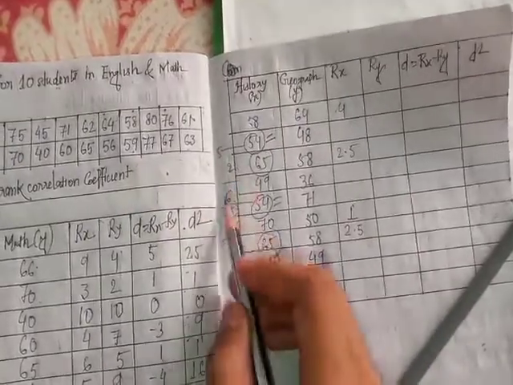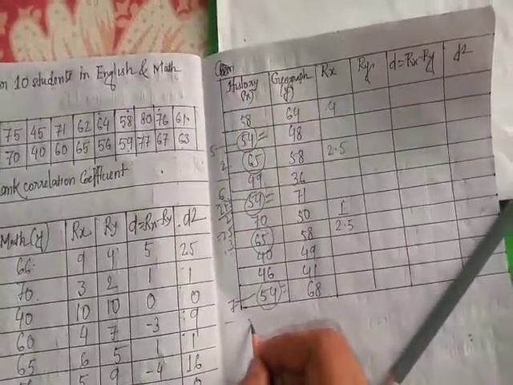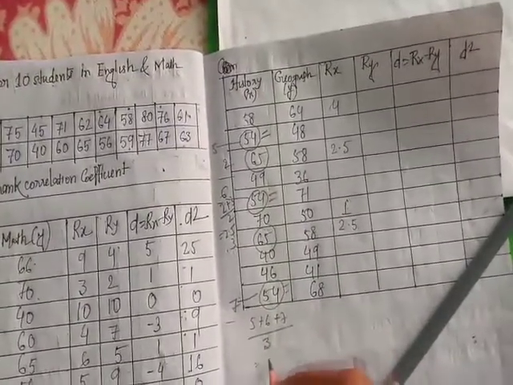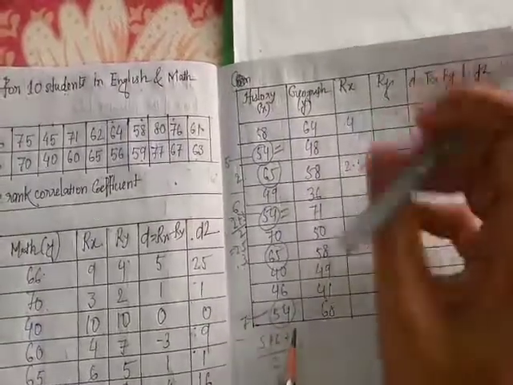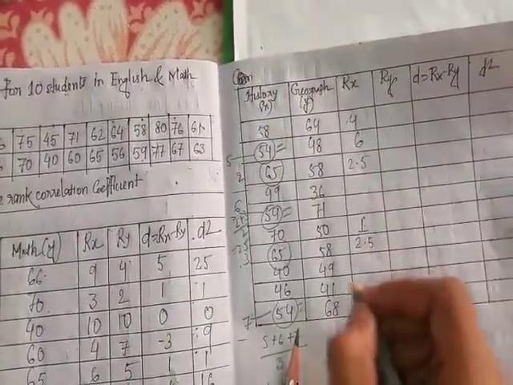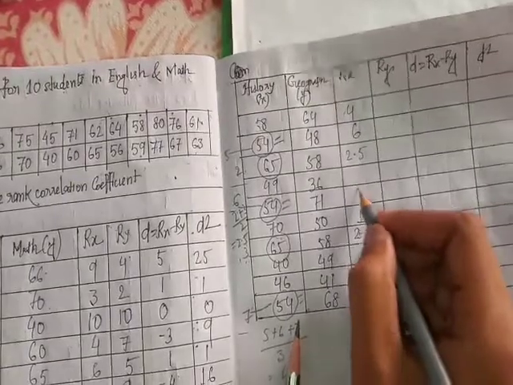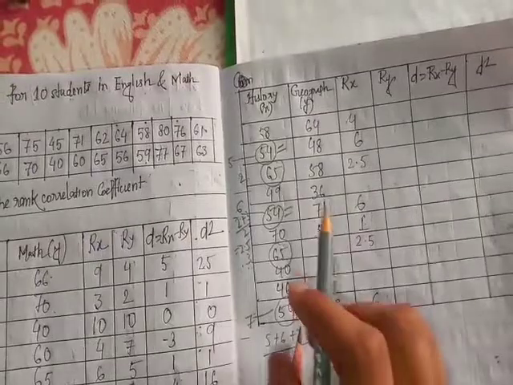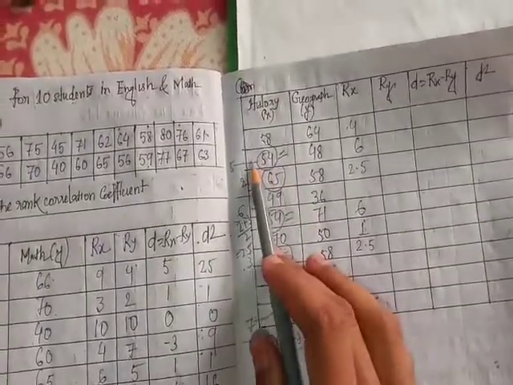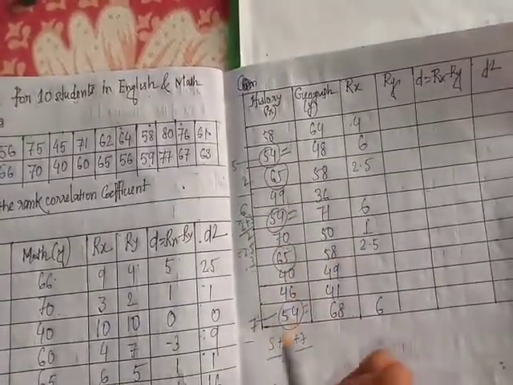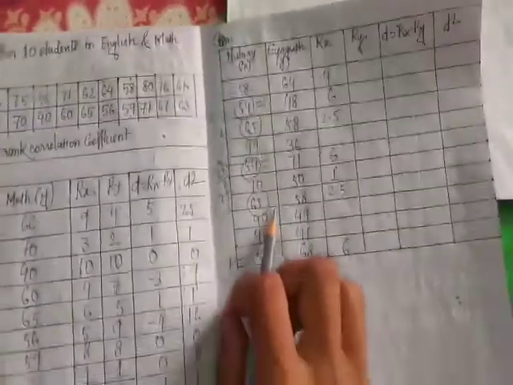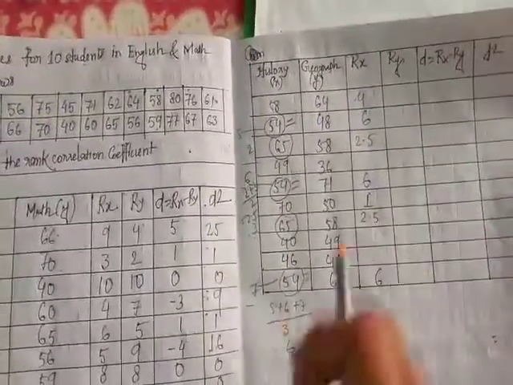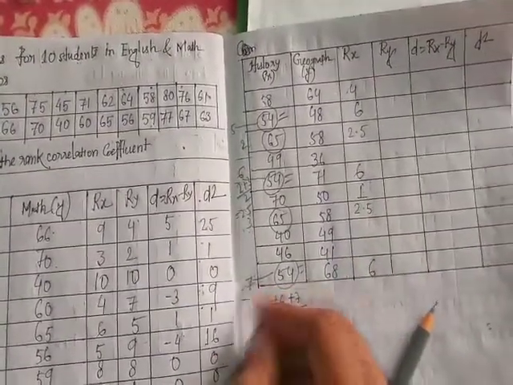We average 5, 6, 7. The average of 5, 6, 7 is 5 plus 6 plus 7 by 3, which is 6. So this is sixth rank, this is sixth rank, this is sixth rank. Clear? Since 54 occurred 3 times, the average of 5, 6, 7 is 6. So this is 6, 6, 6. So seventh rank complete.